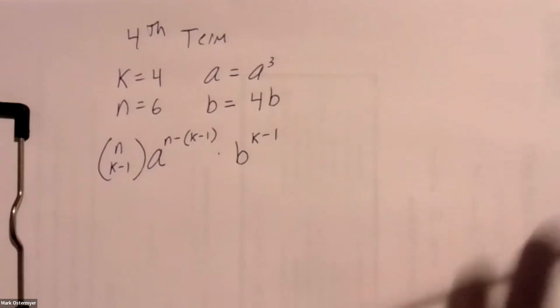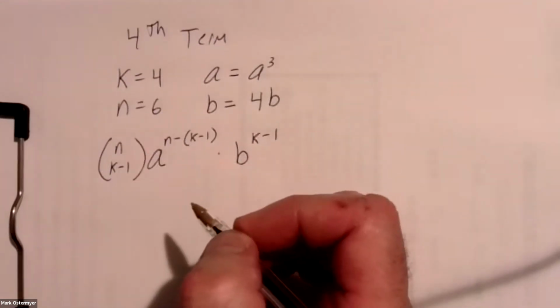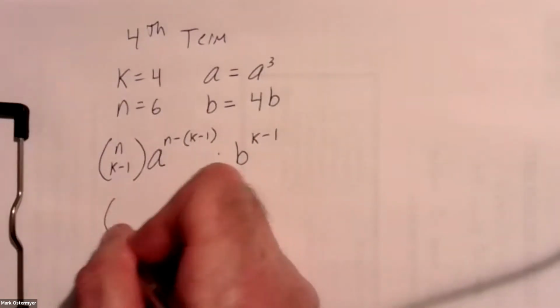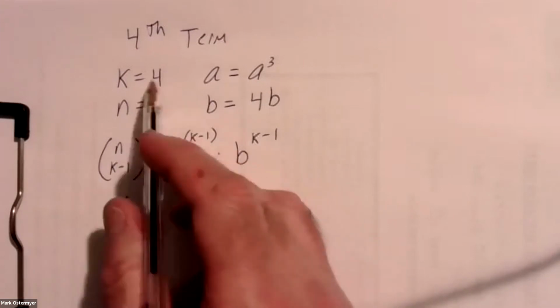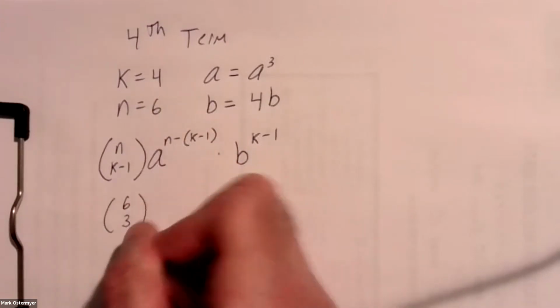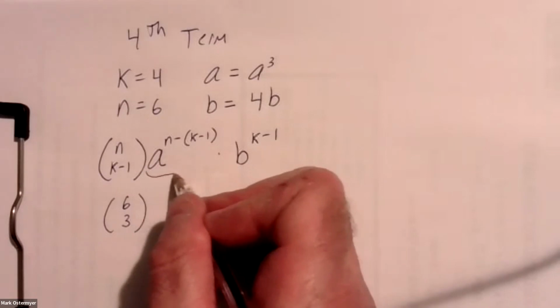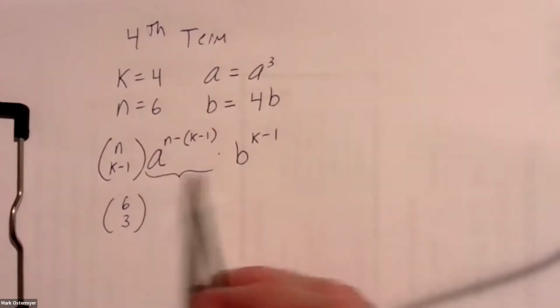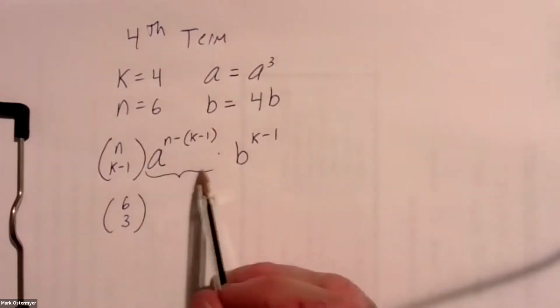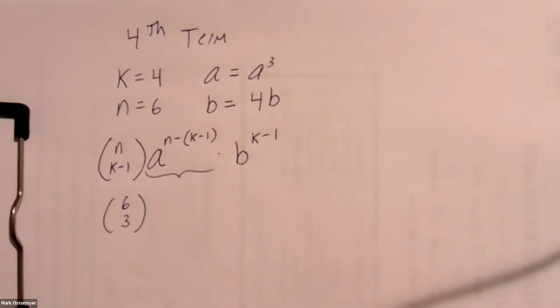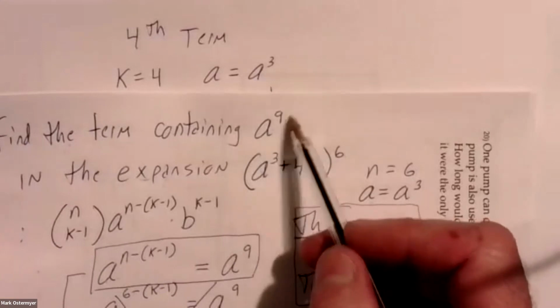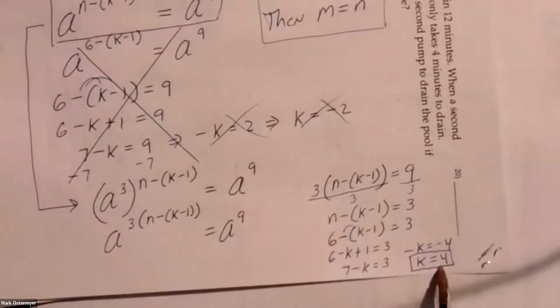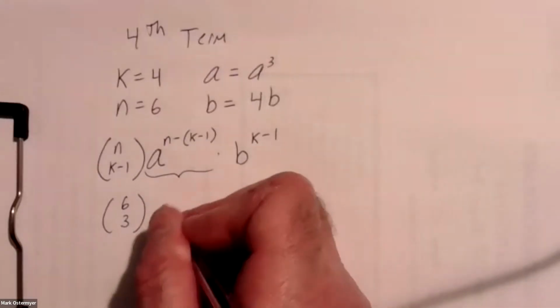All right. So we're going to have n in combination with k minus 1. That's going to be 6 in combination with 4 minus 1, or 6 in combination with 3. What is this going to be equal to? Why do I not have to go through this song and dance again here? Because what has that got to be equal to? It's got to be equal to a to the 9th. Do you agree? That's why we went through everything we did here, to find that that's the 4th term. So this is a to the 9th.